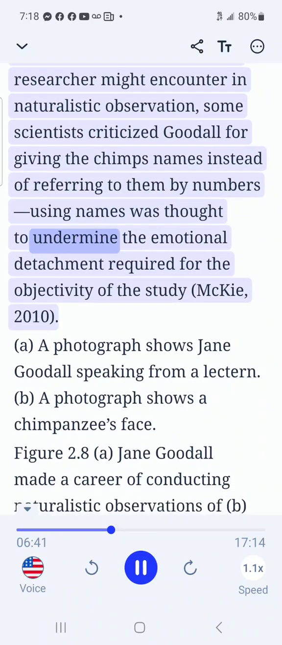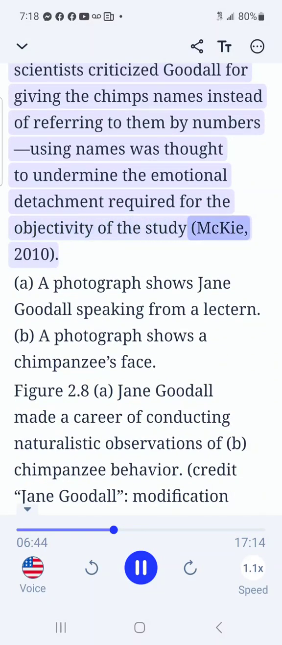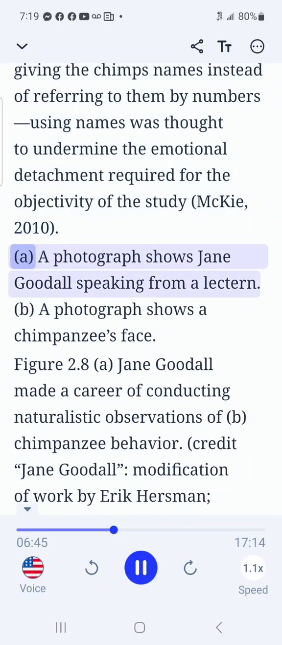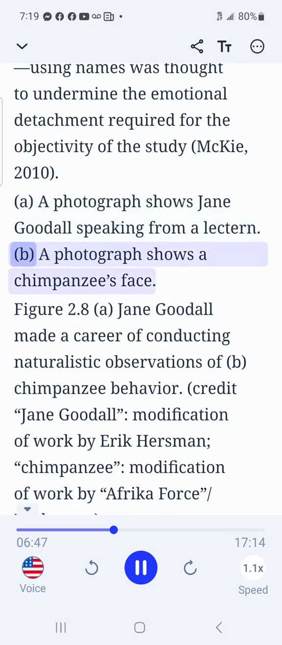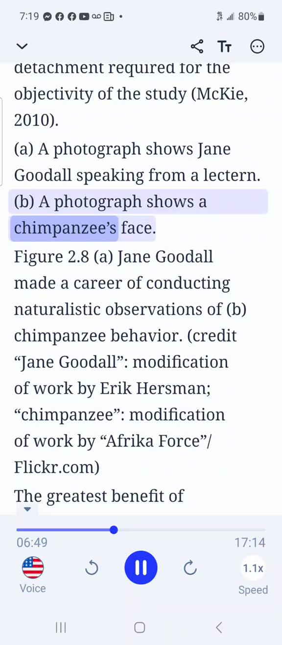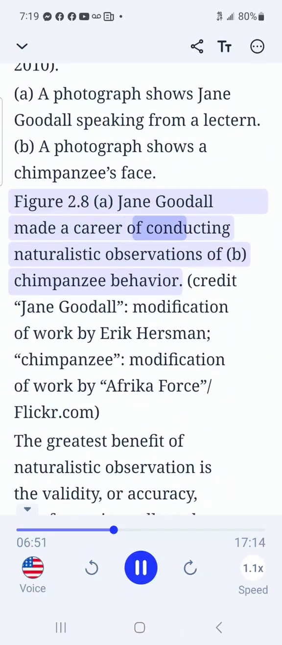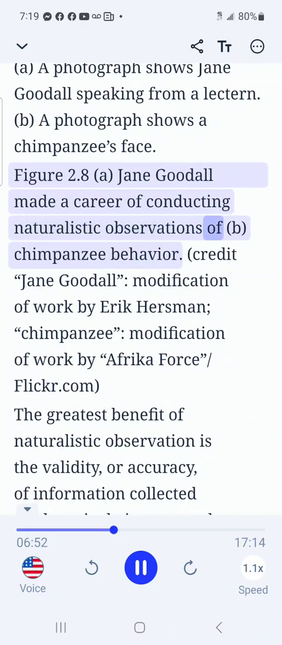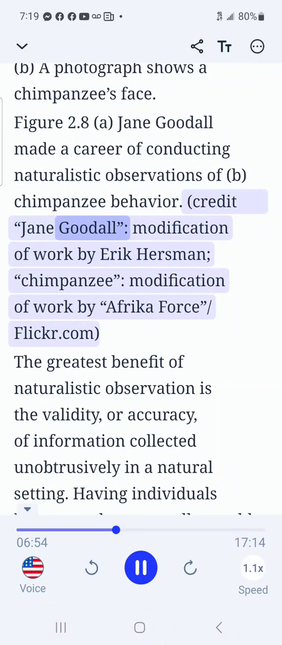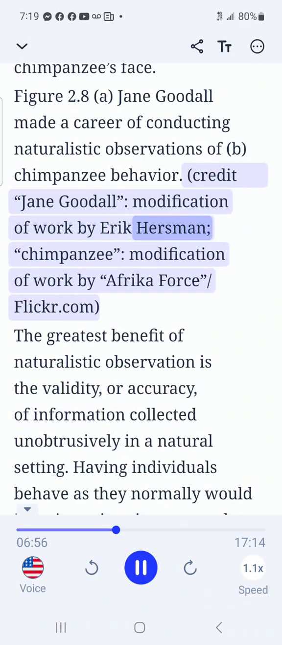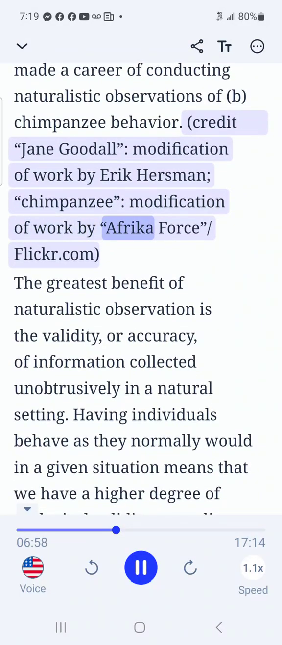Using names was thought to undermine the emotional detachment required for the objectivity of the study. (McKee, 2010.) Figure 2.8: A. A photograph shows Jane Goodall speaking from a lectern. B. A photograph shows a chimpanzee's face. Jane Goodall made a career of conducting naturalistic observations of chimpanzee behavior. Credit A: modification of work by Eric Hersman. Credit B: modification of work by Africa Force, Flickr.com.